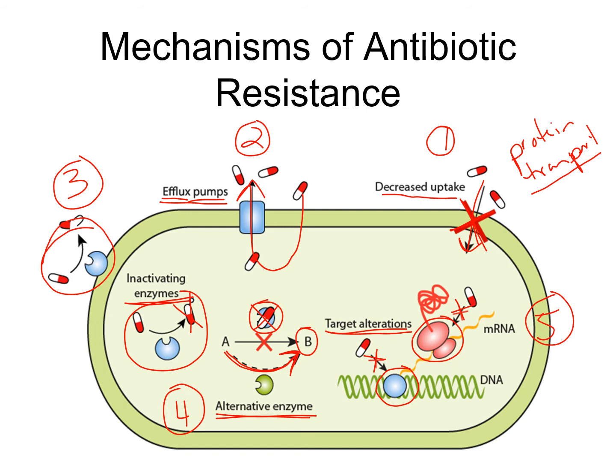most of them involve some sort of protein. Decreased uptake involves protein transport molecules. Efflux pumps, protein pumps, inactivating enzymes, producing enzymes, alternate enzymes, using a different enzyme, and then altering the target, altering these proteins, these enzymes.